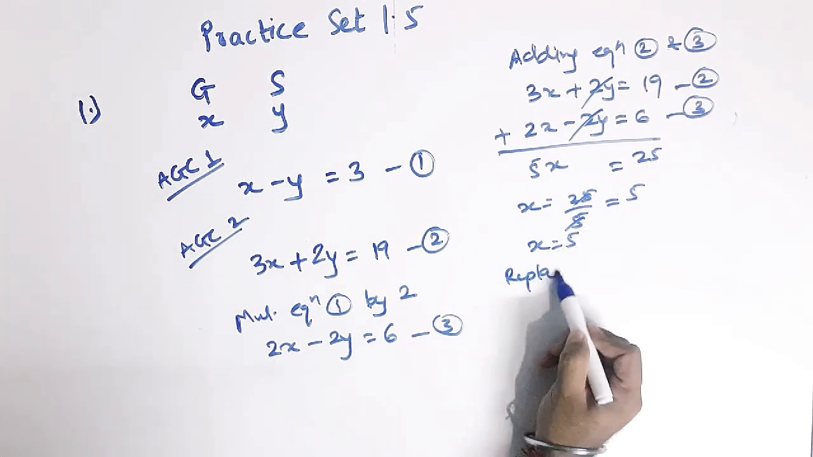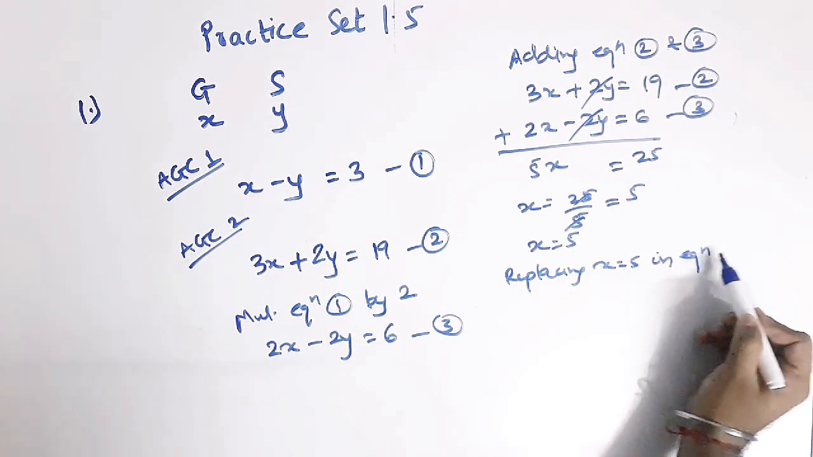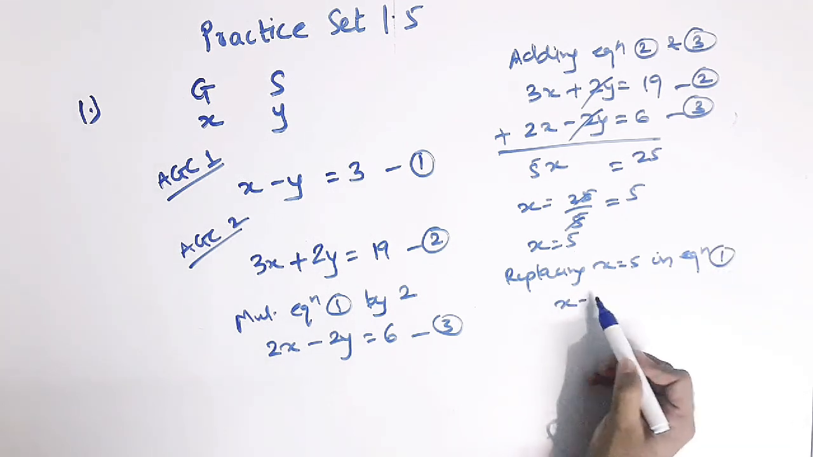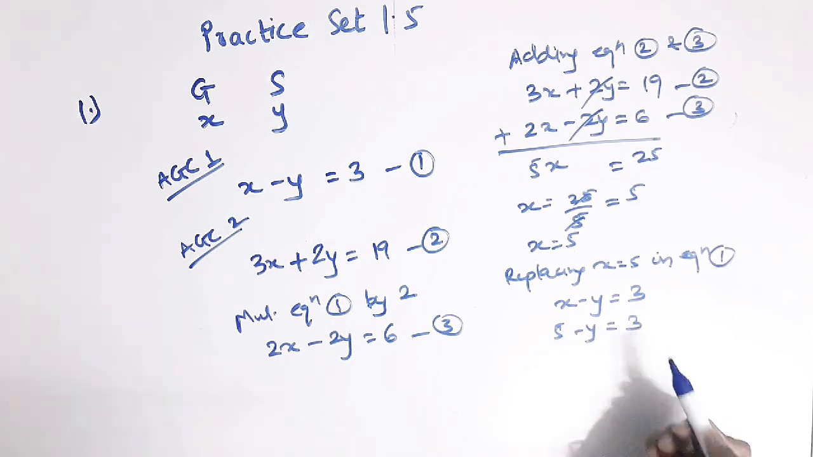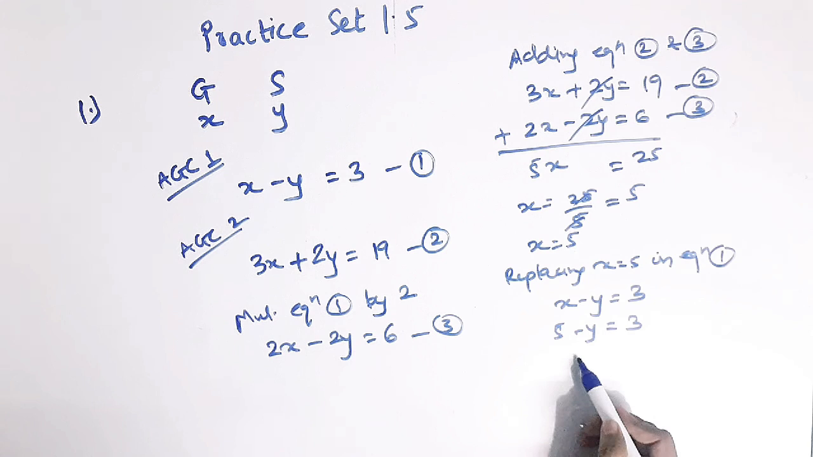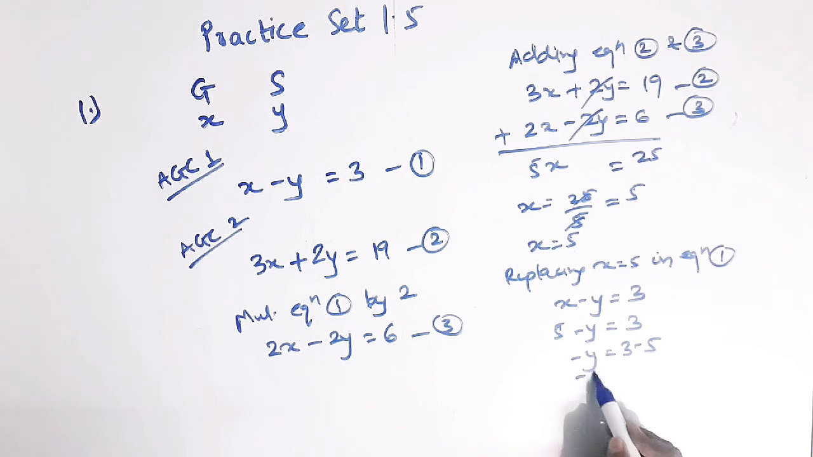Now replacing x equals to 5 in equation 1. So we'll get x minus y equals to 3, that is 5 minus y equals to 3. Now minus y I'll keep here, 5 will go there, it will become minus 5. So minus y equals to minus 2, and therefore y equals to 2. Understood? Then we'll move on to second one.